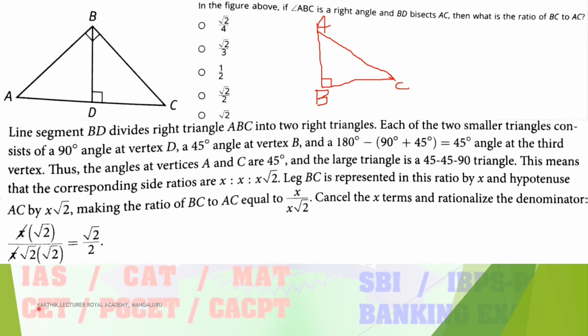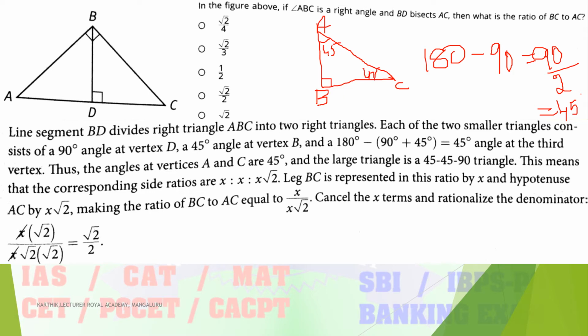Remaining degree is how much? Total is 180 degrees, minus 90 degrees already over. Remaining is 90. So this 90 is divided by 2. Why? Because the two sides are also equal. That is nothing but 45 degrees. This is 45 degrees, and this is also 45 degrees.